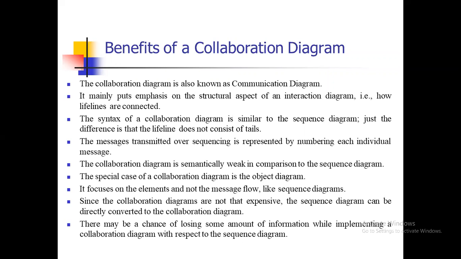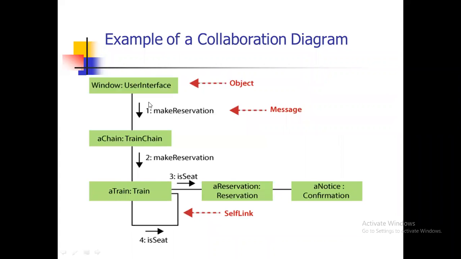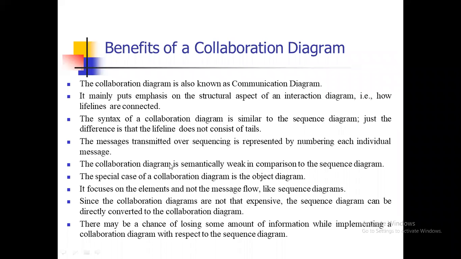Another benefit is that the messages transmitted over sequencing are represented by numbering. Each individual message is having a number, so it is easy to understand the flow or the sequence of the diagram. Then the special case of collaboration diagram is the object diagram. It focuses on the elements and not the message flow. The collaboration diagram focuses on the elements, not on the message flow like the sequence diagram. In the sequence diagram the focus is on the message flow.